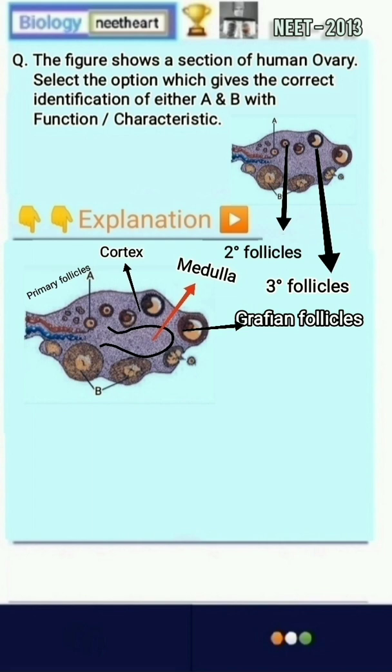Now from this follicle the secondary oocyte is released along with a layer of zona pellucida. This process is called ovulation. Now the remaining part of the follicle inside the ovary converts into a structure where the cavity has a blood clot and carotene pigment. This structure is represented by B. This structure is the corpus luteum, the yellow body.